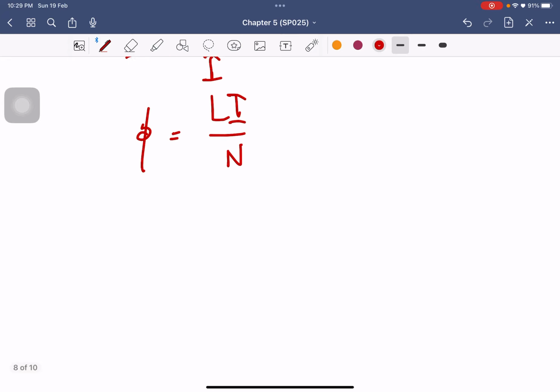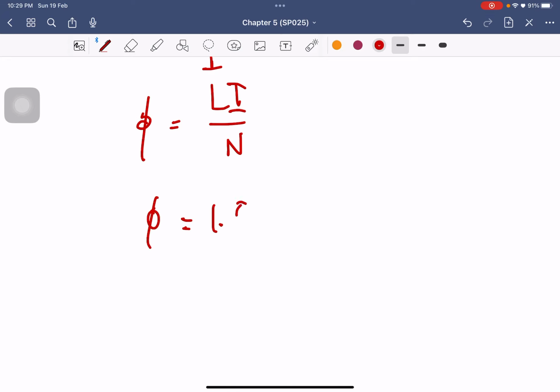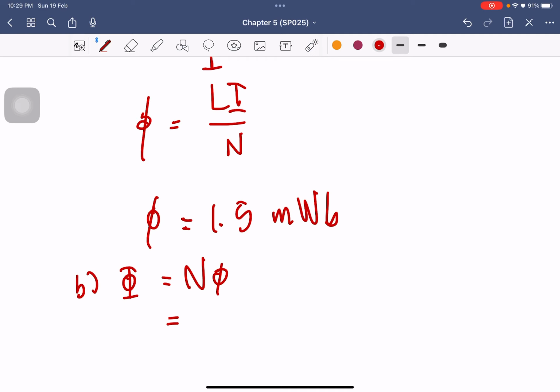So this is going to be φ equals LI over N. So what is the answer? You will then get phi to be equal to 1.5 milliweber. Okay, so that is the magnetic flux. Then it asks for the magnetic flux linkage, that is uppercase phi. So that is this formula. You will get 0.3 Weber.